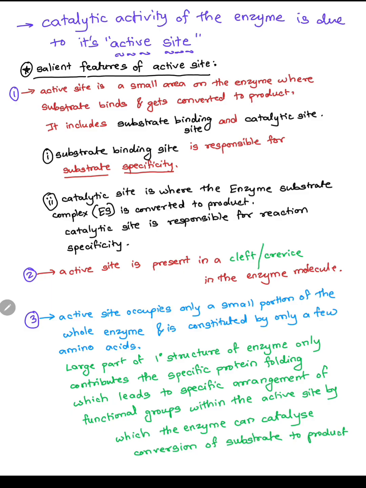So active site is a small area on the enzyme where substrate binds and gets converted to product. It includes the substrate binding site and the catalytic site. So substrate binding site is the site which will come in contact with the substrate initially, and then the substrate can continue to bind further with the enzyme, and when the enzyme substrate complex is properly formed, that is when the substrate comes in contact with the catalytic site and it gets converted to product.